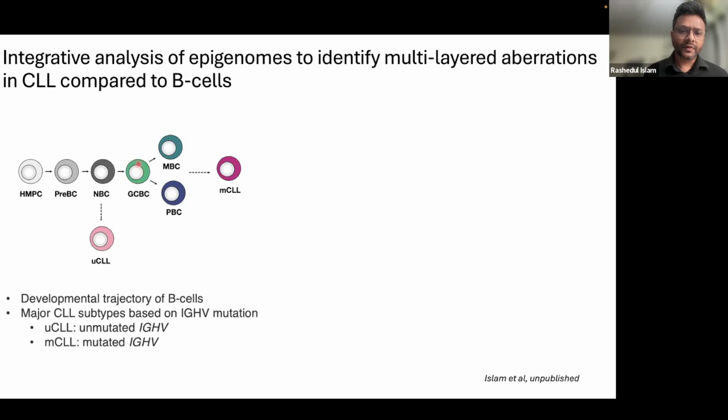So the presence of somatic hypermutations is used to group CLL samples into two major groups. One carrying the somatic hypermutation, mutated CLL, and one unmutated. This is a classical grouping, and UCLL is a more progressive disease than MCLL.